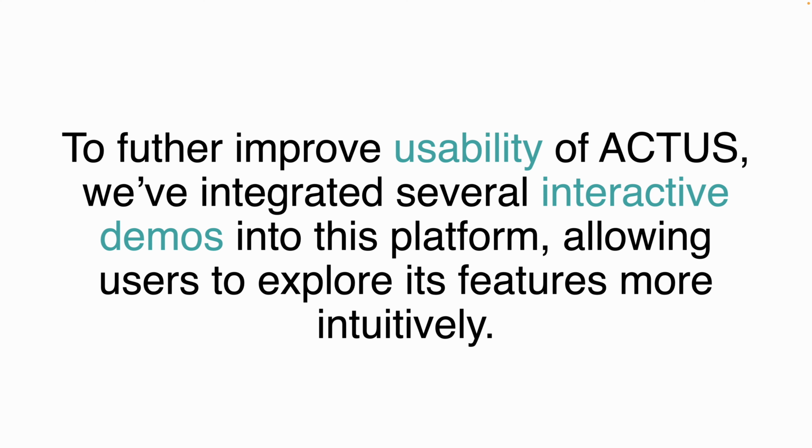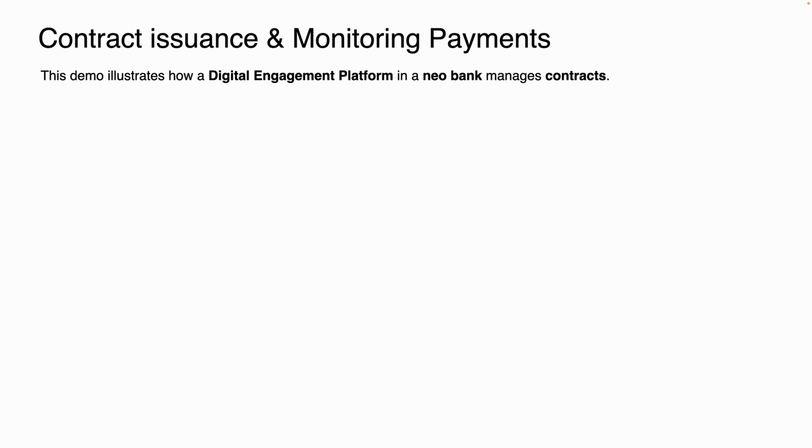To further improve usability of ACTUS, we've integrated several interactive demos into this platform, allowing users to explore its features more intuitively. The first use case we have is titled Contract Issuance and Monitoring Payments. This demo illustrates how a digital engagement platform in a neobank manages contracts. Instead of payment gateways, we use pseudo wallets to simulate an ACTUS contract. And this is how it works.